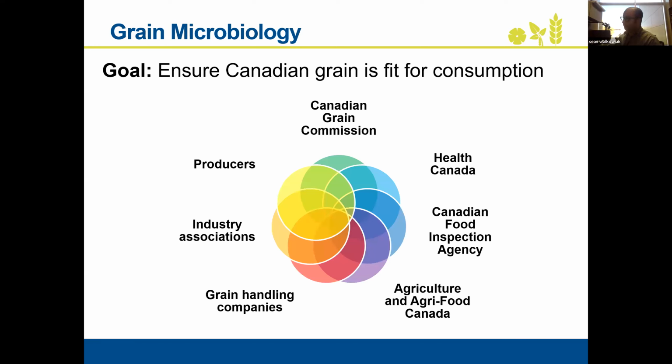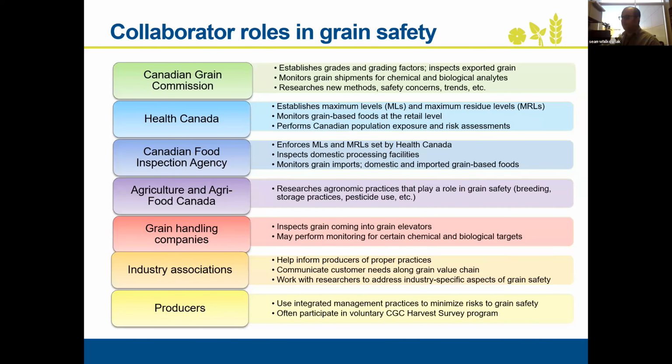At the Canadian Grain Commission, we're not working in a bubble. We work with farmers, industry associations, grain handling companies, and other federal departments to make sure that grain is fit for consumption. We all have different roles and responsibilities in making sure that this happens. We establish grading factors and inspect grain. That's mostly what we do. We monitor shipments for chemicals and biological things, and we do research of methods to be able to better detect these.